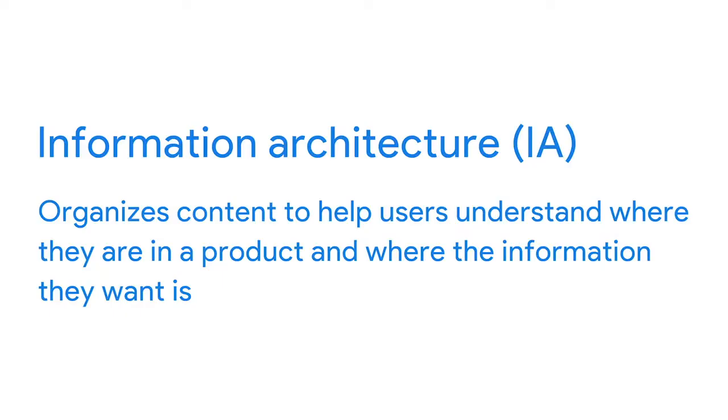Hi again. Previously, we shared how insights from your research can inform your goal statement and storyboards, which ultimately builds toward the wireframes you'll design. In this video, we'll focus on organizing the information in your wireframe using what we call information architecture. Information architecture, or IA, organizes content to help users understand where they are in a product and where the information they want is. When users find a product easy to use, it means they can find what they're looking for quickly and intuitively. This isn't by chance, it's by design.